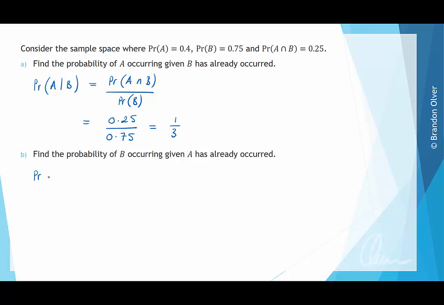For part B, we want to find the probability of B occurring given A has already occurred. That's still the probability of the intersection, A intersection B, divided by the probability of, this time, A, because that's the given event. So the probability of A intersecting B again is 0.25, and the probability of A is 0.4. That can simplify down to the fraction 5/8. So that there is the probability of B occurring given A has already occurred.